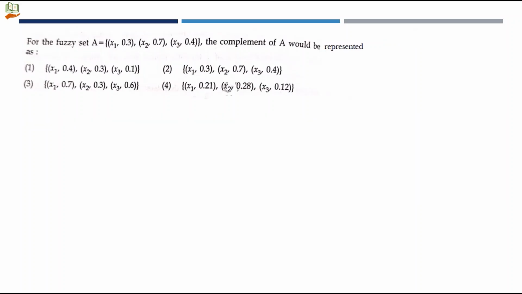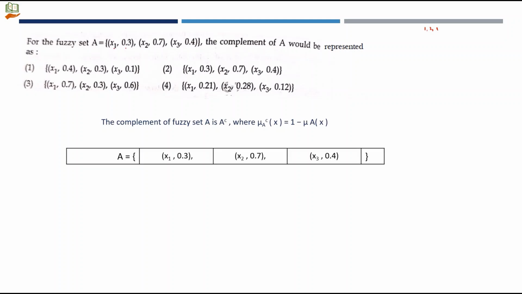Next question. For the fuzzy set, the same A set is repeated here. The complement of A would be represented as, in classical sets, if A is going to have some element like 1, 2 and 3, A's complement will be not 1, 2 and 3. Except 1, 2 and 3, everything will be covered. In fuzzy set, complement will be 1 minus the value of the element. It means if I have 0.3 here, you have to take 1 minus 0.3 as the complement of x1 element. So we will see the calculation. A is equal to x1 has 0.3, x2 has 0.7, x3 has 0.4.